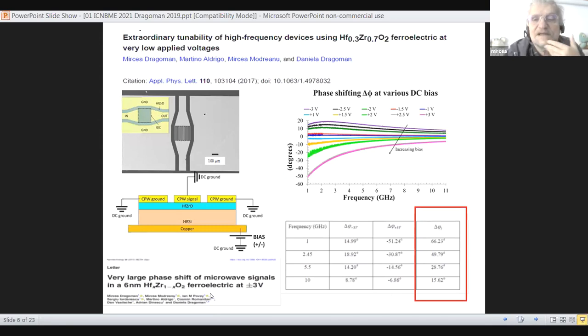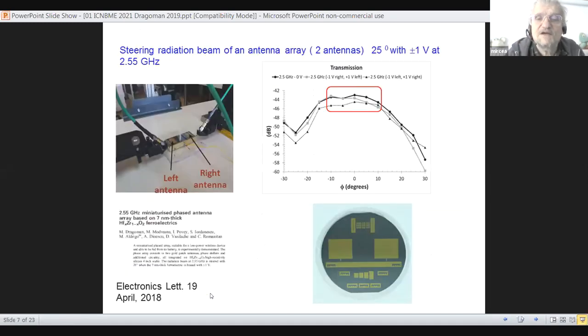Hundreds of these devices were made with very good phase shifting in about 2 millimeters of coplanar waveguide. You are able to rotate by 180 degrees the phase of an electromagnetic field in the range between 1 and 12 gigahertz. We have also made an antenna array consisting of two antennas, each of them phase shifted in its own way, and we are able to rotate the radiation characteristic by 25, even 30 degrees with plus 1 volt.